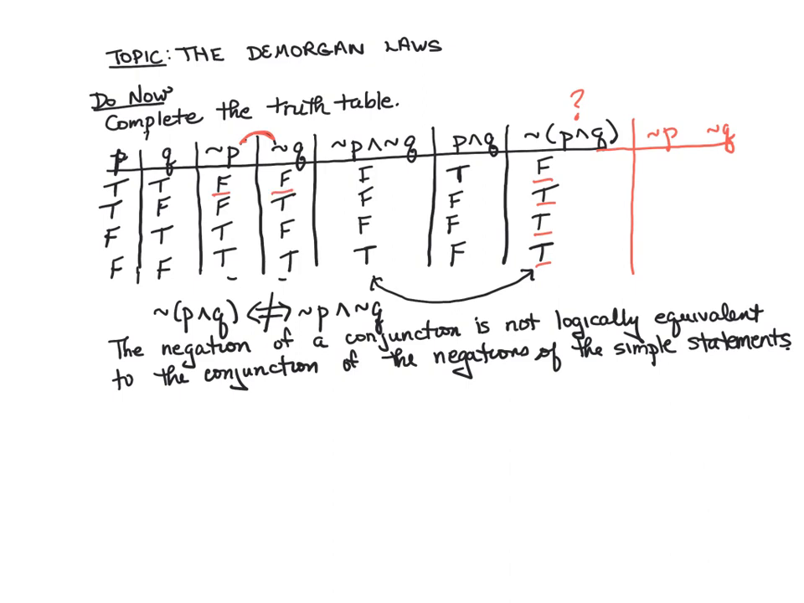Let's look at these. False, false gives false. False, true gives true. True, false gives true. True, true gives true. It looks like we want more trues than falses. So it would imply that we need an or. And let's see. False or false is false. False or true is true. True or false is true. And true or true is true. Yes, the negation of a conjunction is equal to the negation of its individual simple statements, but we insert an or. These are logically equivalent.